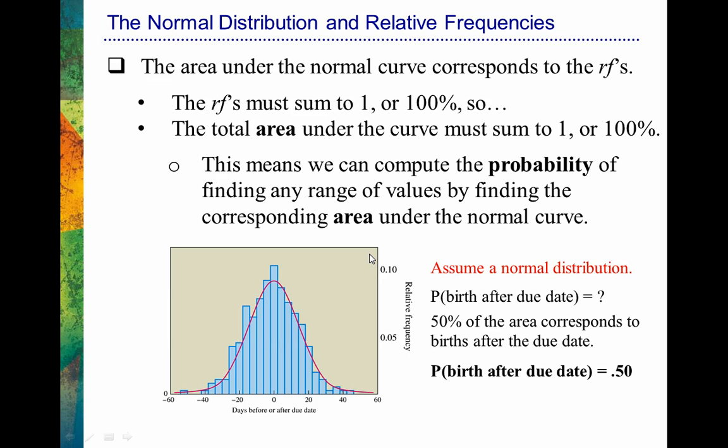We then started talking about normal distributions, and the main reason we started talking about normal distributions and probability was because most of our data we can assume to be normally distributed, and if we can figure out the area underneath this curve associated with various scores, then we can figure out probability.